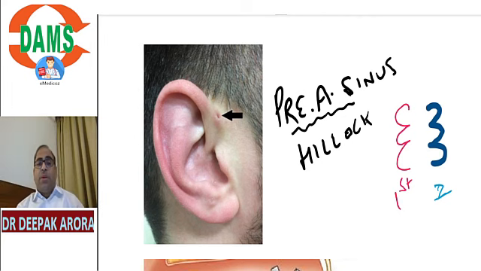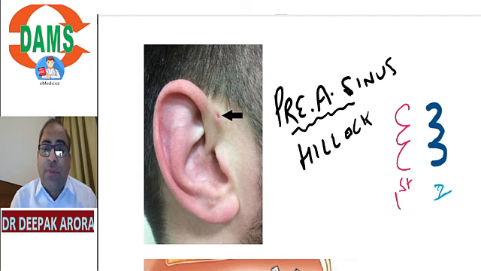Symptom. What is the symptom? They can ask you a clinical MCQ. The symptom will be ear discharge. And what will be the treatment? Treatment will be surgical excision of this pre-auricular sinus.